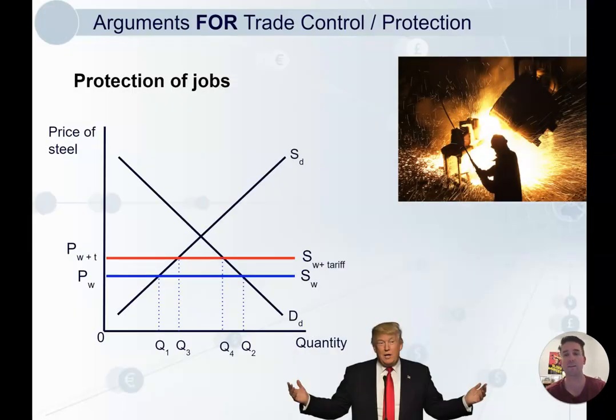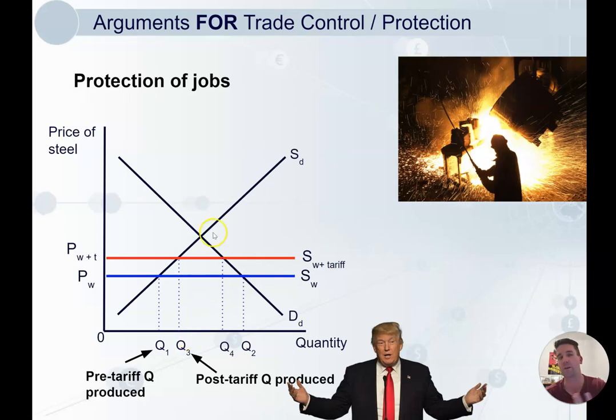Protection of jobs. This is one of the big reasons why Trump put on tariffs on steel. He wanted to protect steel workers' jobs. He thought that was uniquely American, and he appealed to the voters on that basis. So it works the same here. Before the tariffs, this is how much steel they produced. Then they put tariffs on. Imported steel costs more, so they produce more. If they're producing more steel, they need more workers. So it does protect the jobs in that industry.